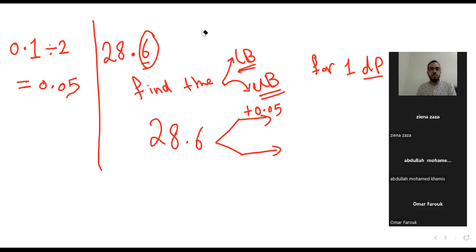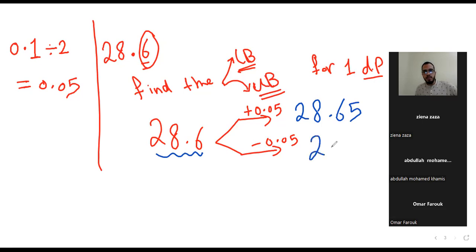And you subtract also 0.05. Okay, now if I add here 0.05, what is the answer? 28.65. And here 28.55. This is the lower bound, that is the upper bound.